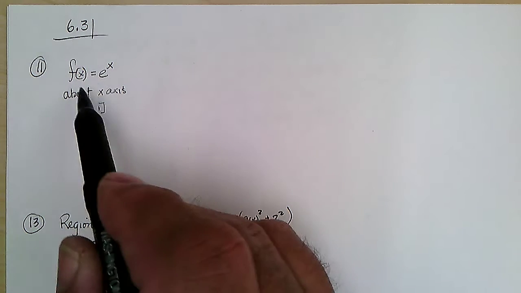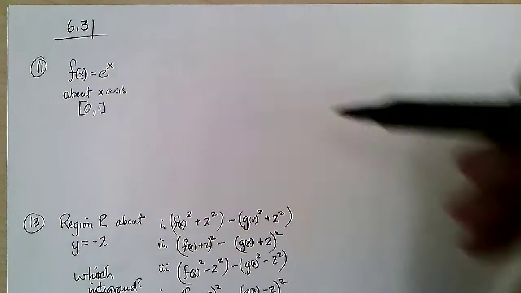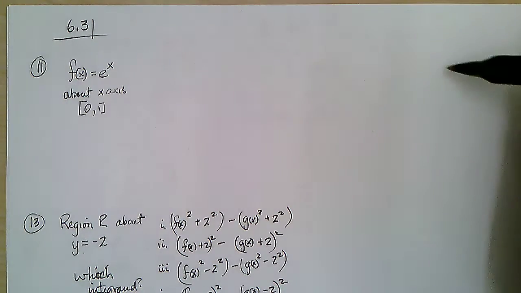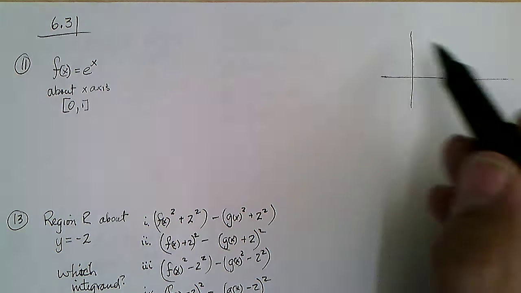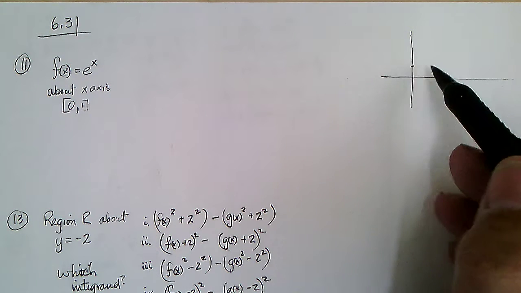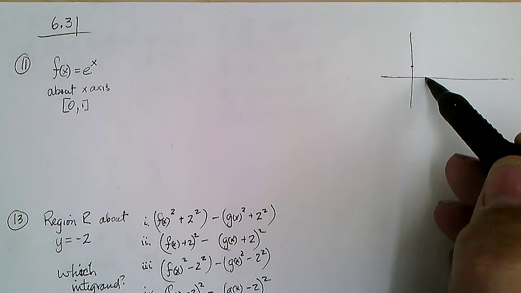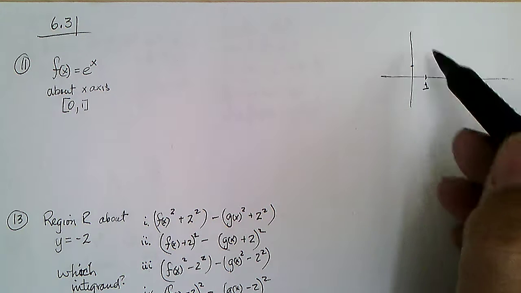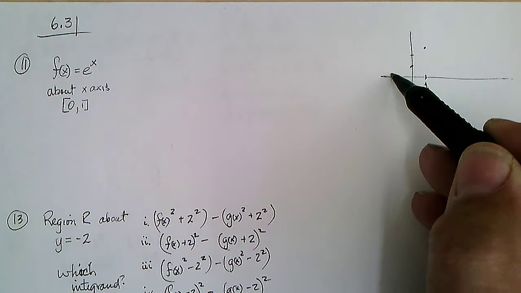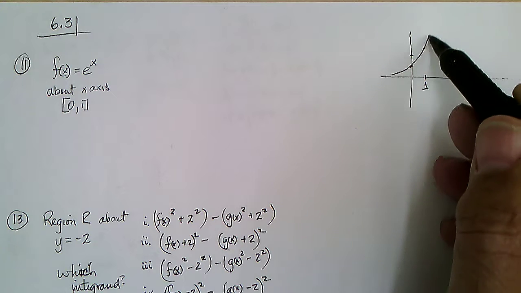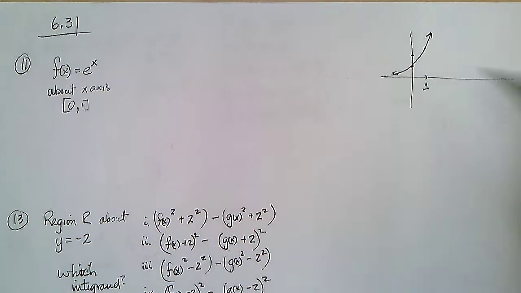6.3, we got f of x equal e to the x. See, that looks like... e to the 0 is 1. E to the 1 is e, 2.7. And 1 over e is 1 over 2.7, which is about a third. So it looks something like that.